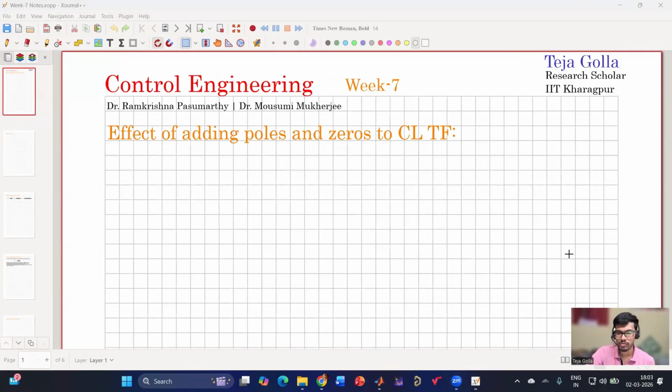Yeah, so we are in the week 7 problem solving session now, and week 7 is about control design. So we'll see what are the different types of control that we can use, like PI controller, PID controller, and what will be the transfer function. But before that, we would like to see what will be the effect of adding poles or zeros to a closed loop transfer function and see how things will get changed.